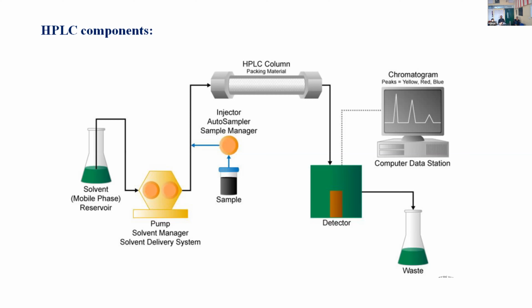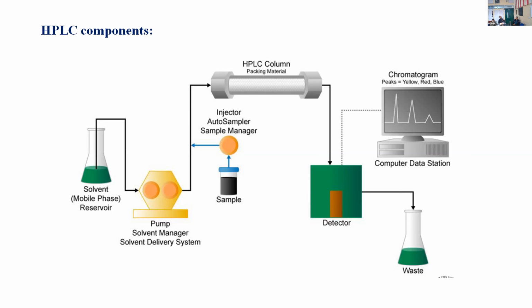The next part of HPLC is the stationary HPLC column. It is a packed material and it works as the stationary phase for the HPLC. That column is mainly responsible for the separation of molecules in the sample.